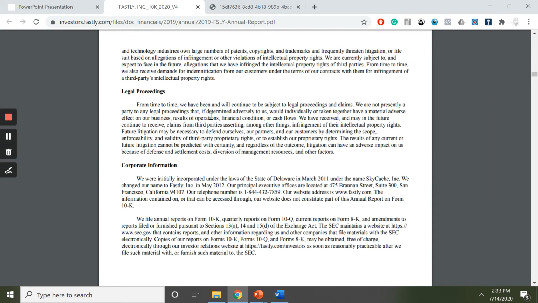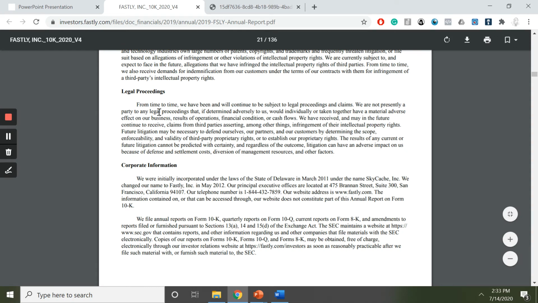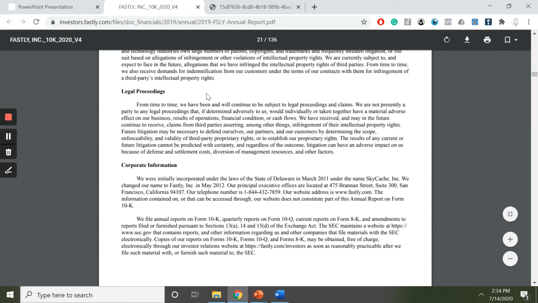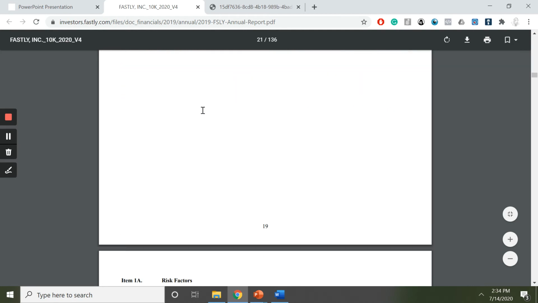Legal proceedings: "We are not presently a party to any legal proceedings that would be adversely determined against us." So they're not involved in any pending lawsuits. It's not a huge red flag if a company is involved in a lawsuit because it's quite common, especially where patents are involved. Patent lawsuits happen all the time, and even if companies are involved and even if they lose them, most of the time it's not massively detrimental to the business. But it's good to know if they are involved in one. This is where you'll find it, in the business section under legal proceedings.